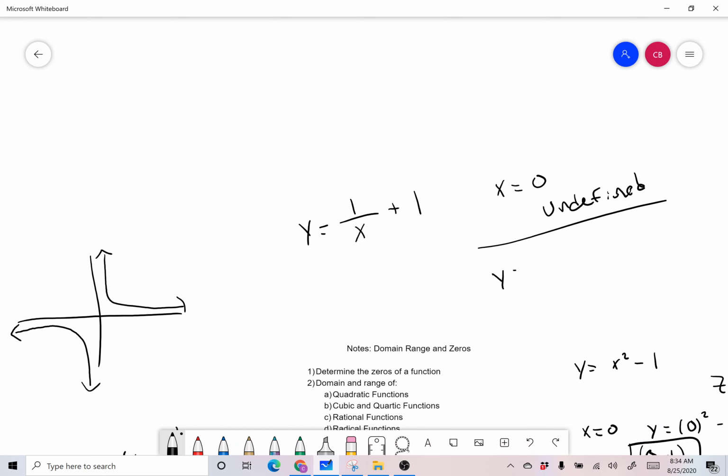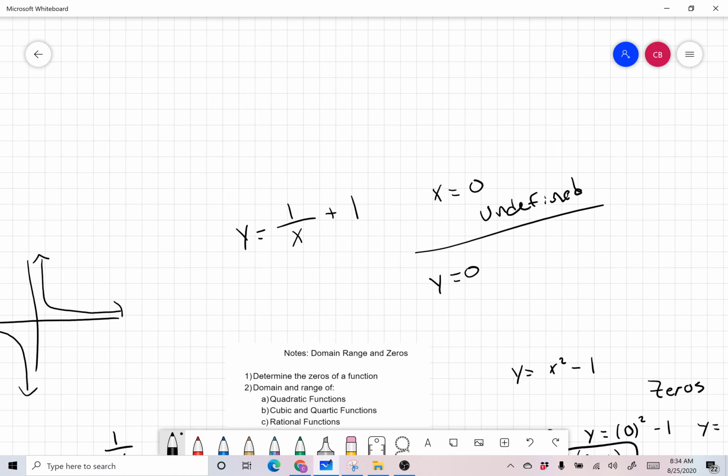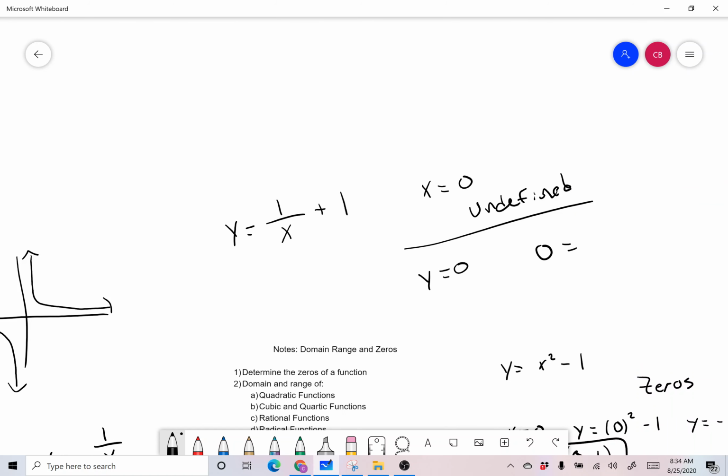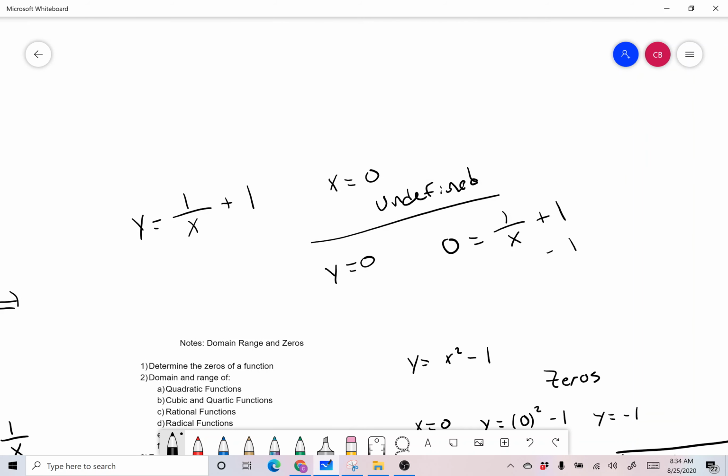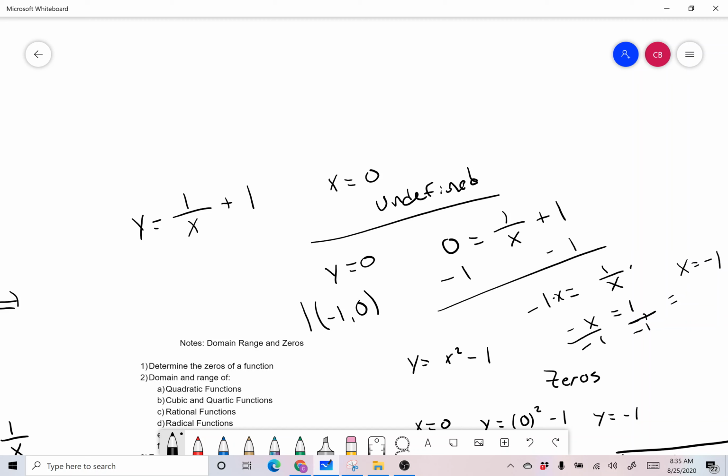But if I put y equals 0, then I have 0 is equal to 1 over x plus 1. Then I subtract 1. I have negative 1 is equal to 1 over x, and then I multiply both sides by x, and I have negative x is equal to 1, and then I divide by negative 1. And now I have x is equal to negative 1. And so if I have negative 1, 0, I have a point on this graph.